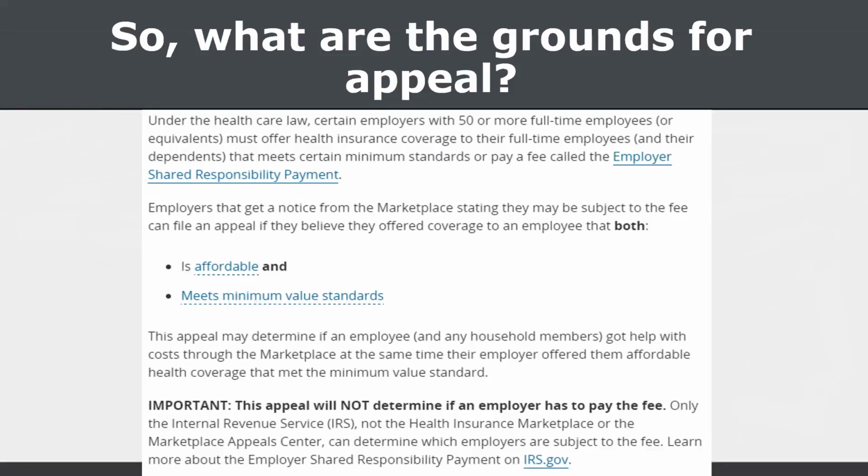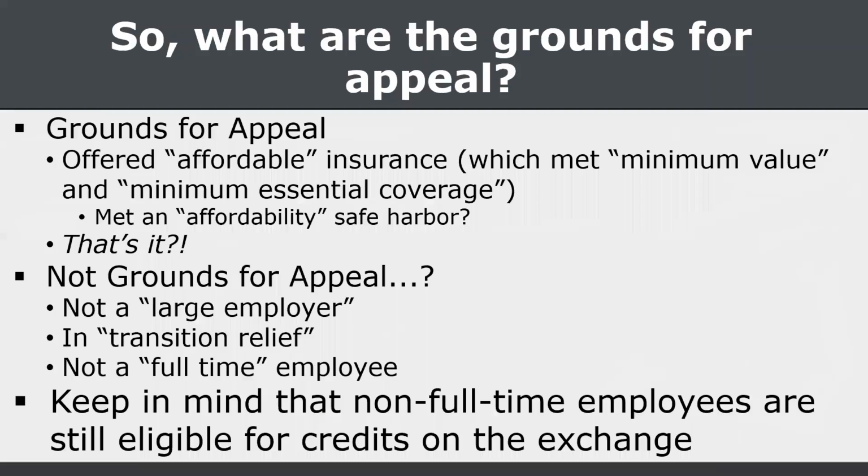This is kind of a summary of what we're getting at. But there are different things that could factor in that they don't put in this sheet. For example, if the person's still employed there, that might be pertinent information to provide to them that could affect their eligibility. So again, important, this appeal does not determine if an employer has to pay the fee. They keep trying to emphasize that you're on the same team here. Okay, so what are the grounds for appeal?